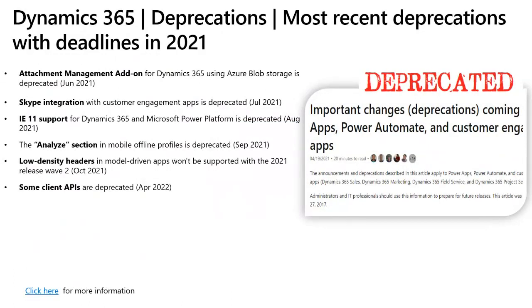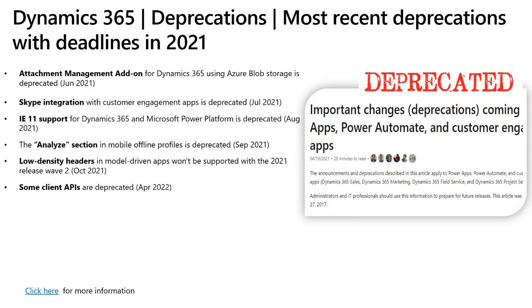Okay. Wanted to mention, as we usually do, some of the deprecations. There's a great article that is updated with deprecations that you should keep reviewing to make sure you're aware of what's coming. The ones that are listed here are just some of what's out there, but we wanted to mention the attachment management add-on for Dynamics 365 is deprecated. And so if you've used that, and if you've moved some of those attachments over to Azure Blob Storage, there is an automated process that's happening that will update some of that for you. But just know that that add-on is deprecated.